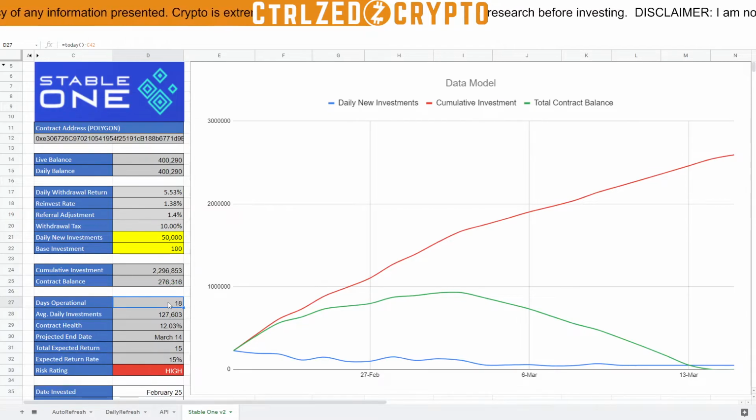Next is the total number of days this contract has been operational, and as a general rule of thumb, you can expect a maximum of a month out of these ROI apps. So this shows that you're basically towards the end of the life cycle. The average daily investment over the whole life of the contract has been about 127,000. The contract health is the percentage to which the daily balance covers the total invested. That is only 12%, which is really low, and that's a bad sign for the contract.